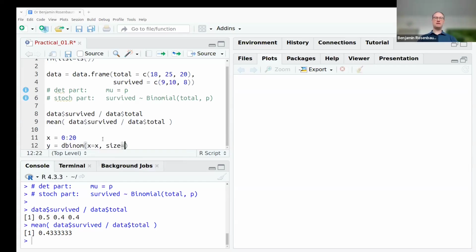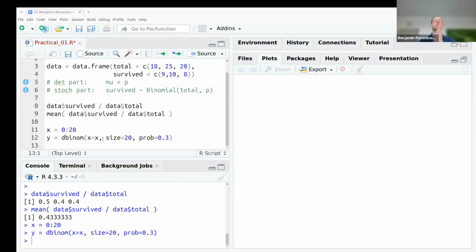Size, so this is n, the population size before winter, is 20. And in this case, we assume we know the survival probability, which is 0.3, right? So the data is given. The probability is given, so the parameter is given, and we want to calculate the probability of all the possible outcomes.